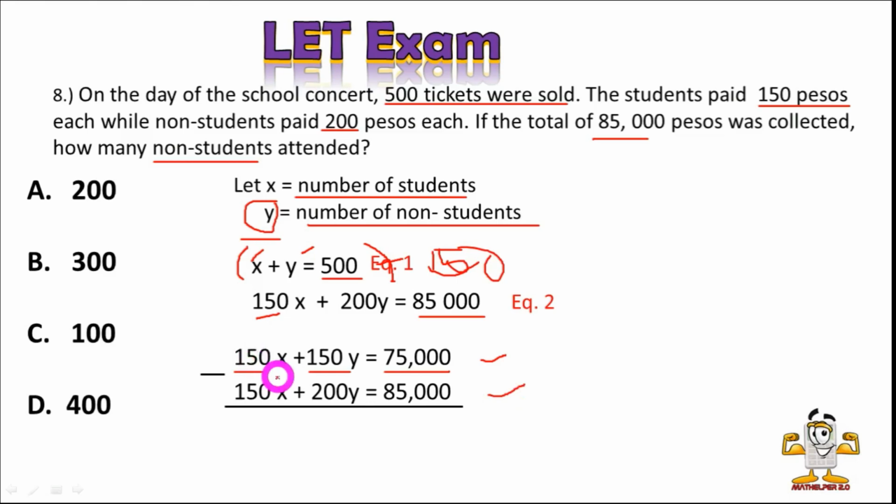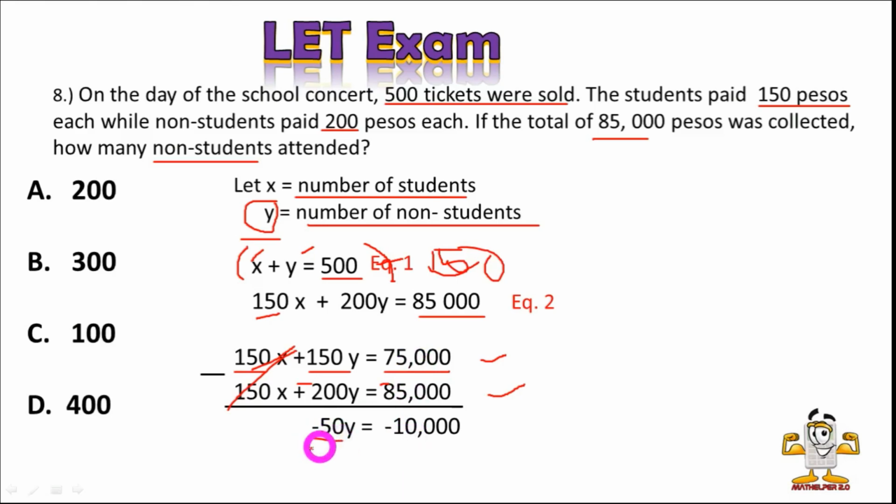So, 150x minus 150x is cancelled. Cancel po ito. So, ito magiging negative. So, 150 minus 200 is negative 50. Ito rin is magiging negative. So, 75 minus 85 is negative 10,000.